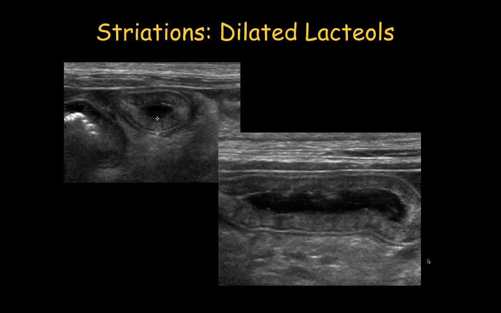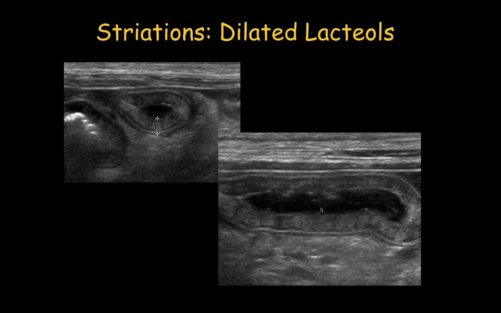Another type of altered layering will be striation, and the striation will be these hyperechoic lines that are displayed within the mucosa and are perpendicular to the long axis of the lumen.